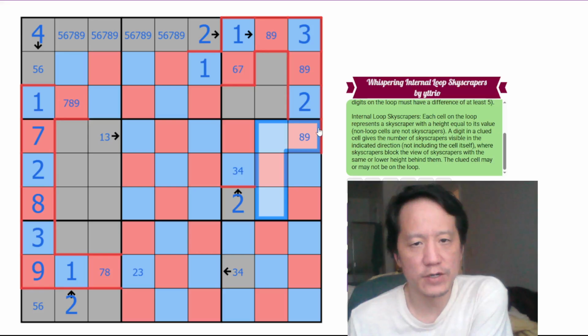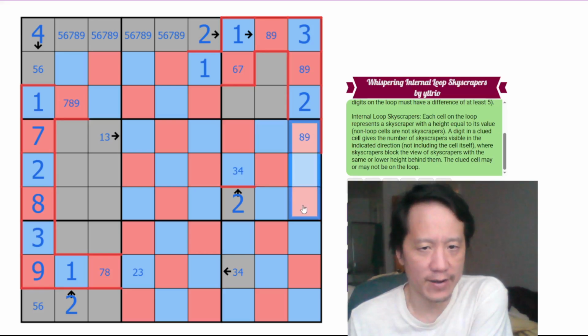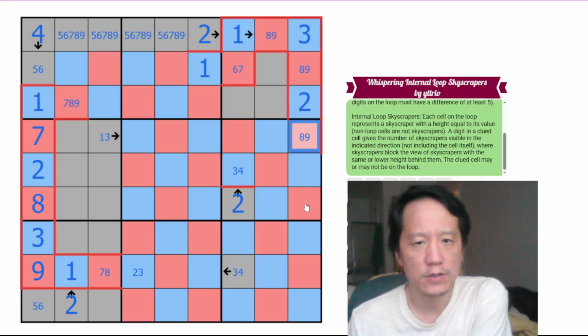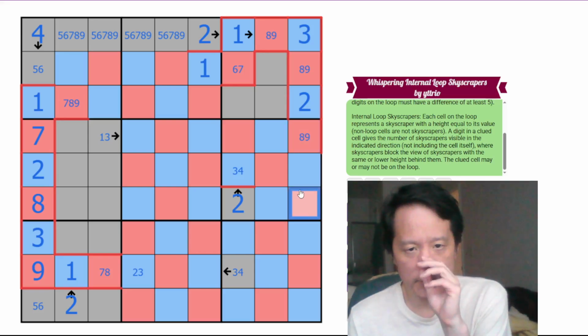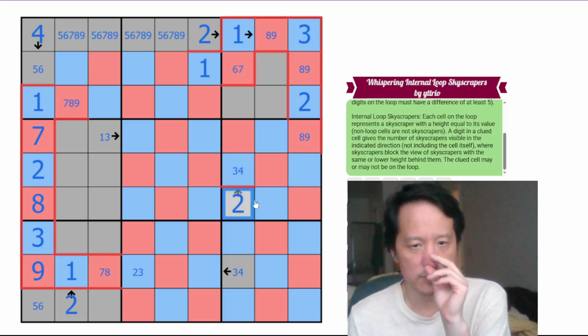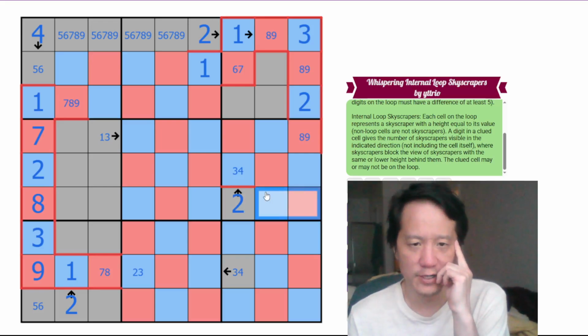If it goes this way, if it tries going this way down, then this would be 1, because it cannot be 4, because it would be next to 2 unique digits on a German whisper loop. And this would then be 7, but then it cannot go here, because the 7 can only be next to 1 or 2, and it can't go here, because that would be next to 1 or 2. So this can never be part of the loop.